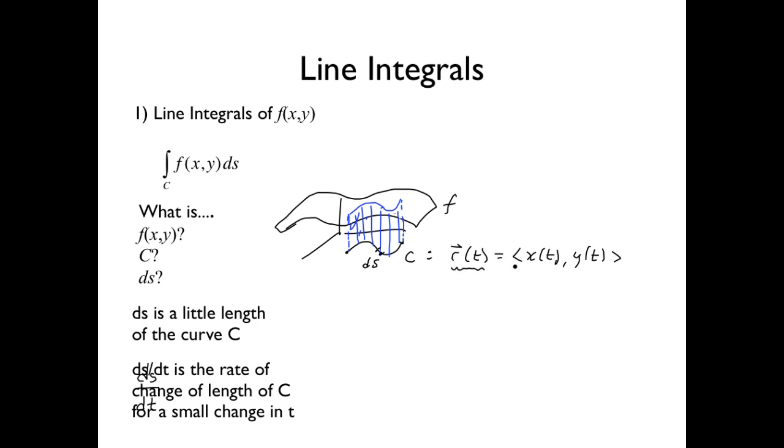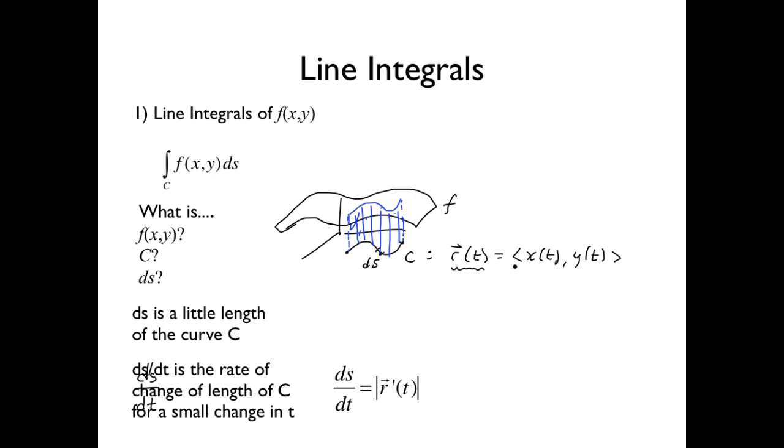Who remembers? Andrew? The magnitude of r prime. What do you think about that? Ryan likes it. Paul, what do you think? That's what it is, right? So ds dt you could rewrite as the magnitude of r prime of t, because r prime is our velocity vector, and we just want the speed, the magnitude of those.